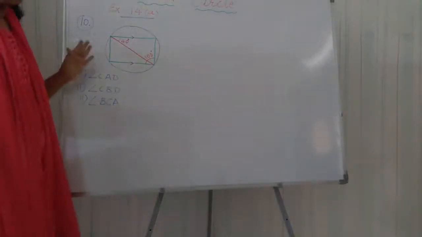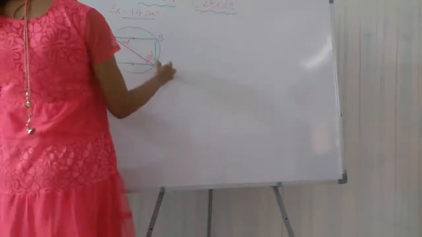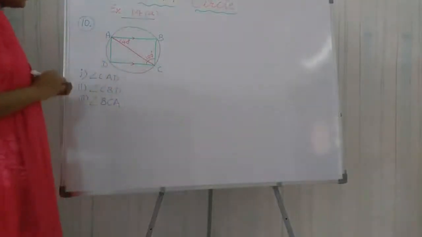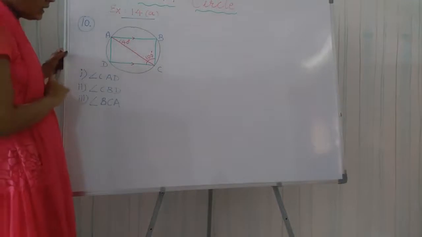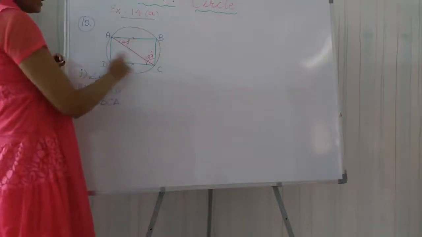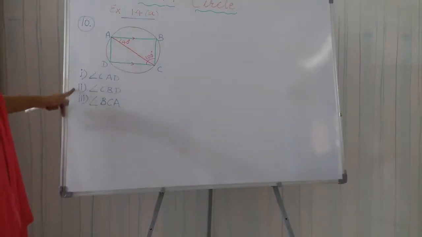So now in this question students, this is the circle given, this is the quadrilateral given. Let me write the names here. The names of this quadrilateral are given to you as A, B, C, D. Like this here, A, B, C and D. Now students, here this angle BAC is given to you 40 degree and angle BCD is given 100 degree. So now you want to calculate angle CAD, angle CBD and angle BCA.